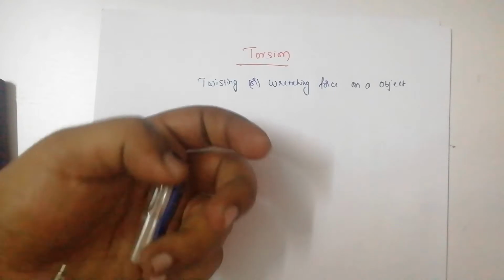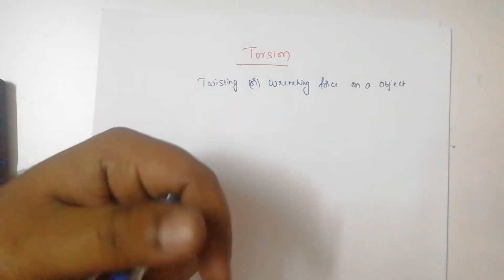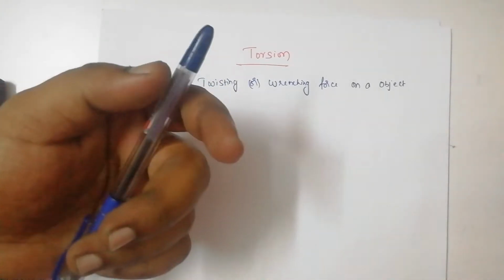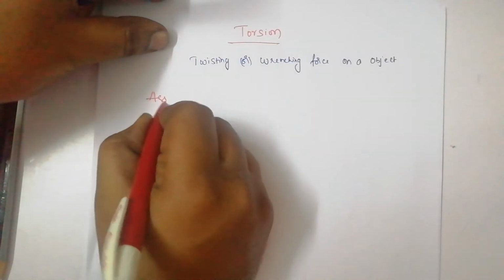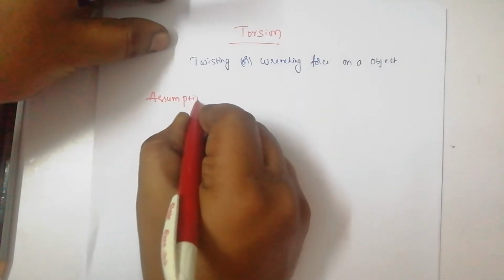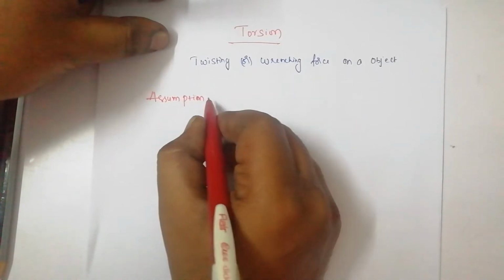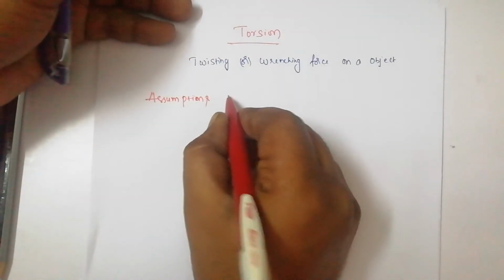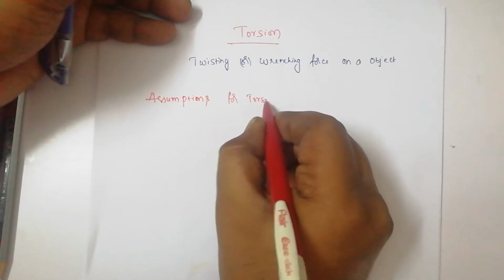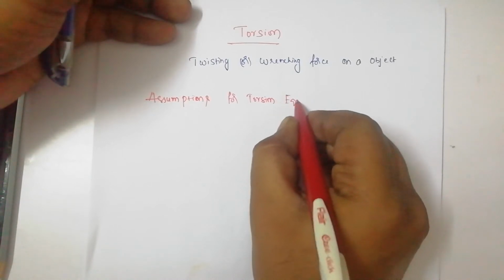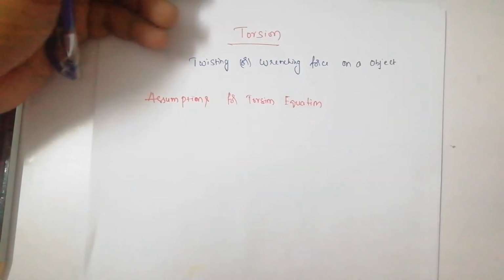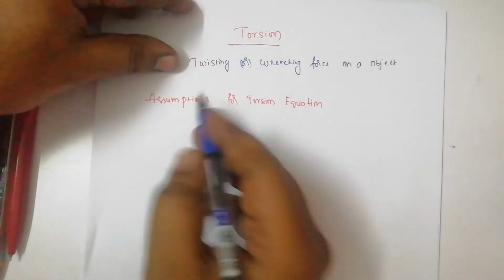In today's lecture we are going to do the derivation for the torsion equation. Before understanding that, let us take a few assumptions. First of all, we have to make some assumptions for the torsion equation or torsion formula. Then we will go for the derivation. Before getting into the derivation, we should have some assumptions regarding the shaft.